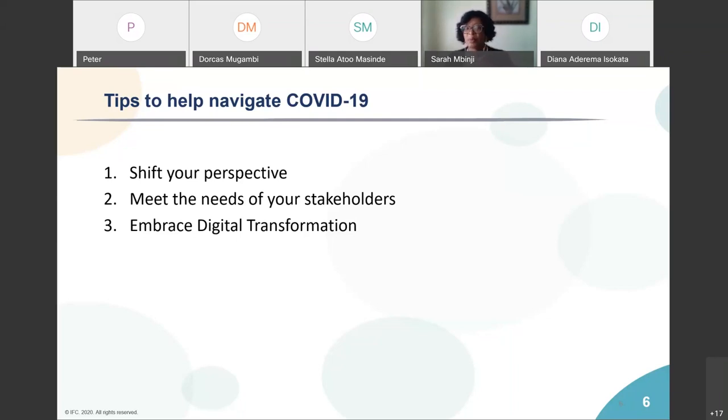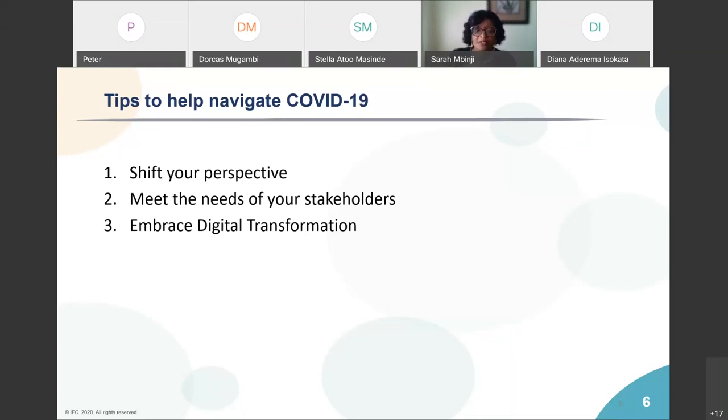I'll get to that in the next 1 minute or so. Number two, I think it's important for us to focus on our stakeholders. Who are these stakeholders? We know who they are. But my question to you is, perhaps in this changing, dynamic environment, as Dorcas told us, could there be some additional requirements, maybe even statutory requirements, and are you aware of them?